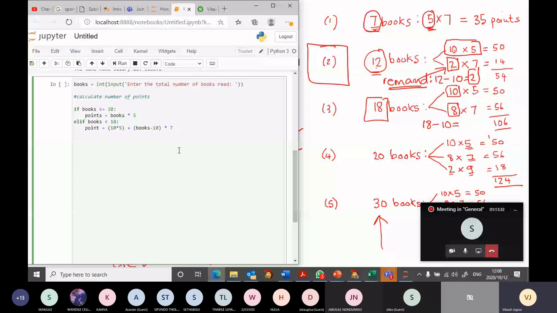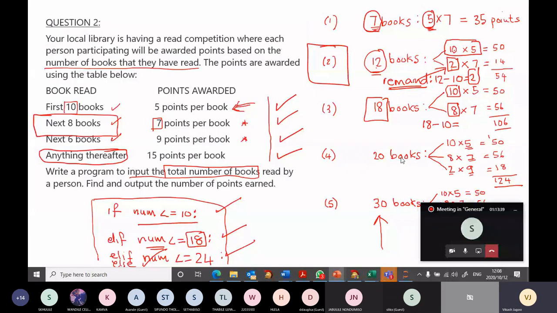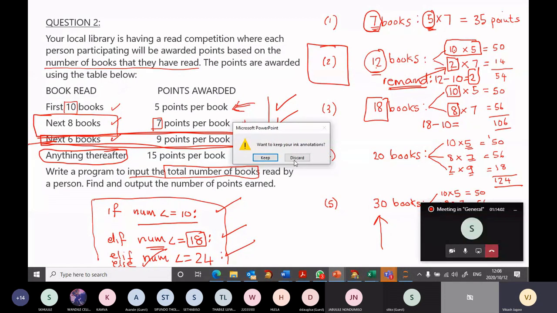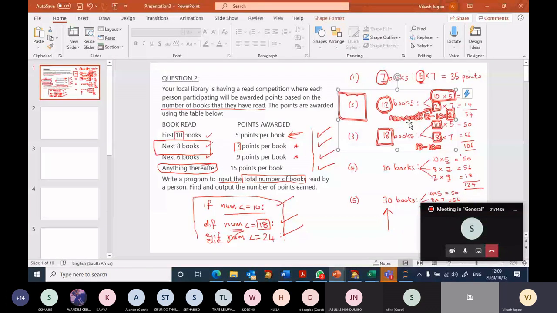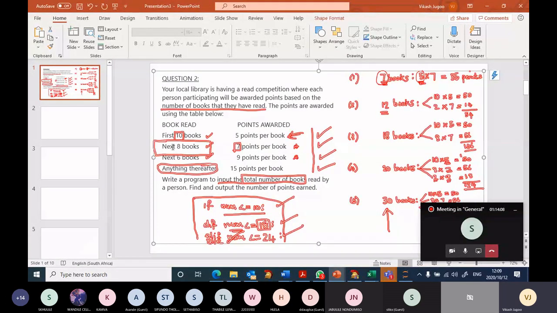Now we go to the third part. Look at example number 4. Number 4 has 3 parts to it. Right? For you to be in this category here, for you to be in this category, right? It means you have read. Okay, let me do this. I just want to clear all my annotations. Clear my annotations, just 1 second.